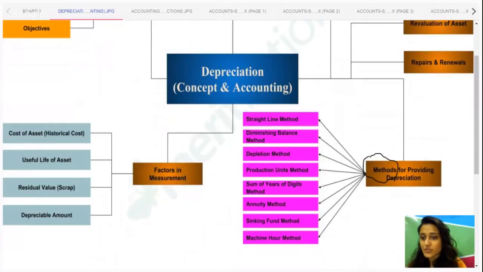Residual value, depreciable amount, everything. You are very well aware of all these concepts.